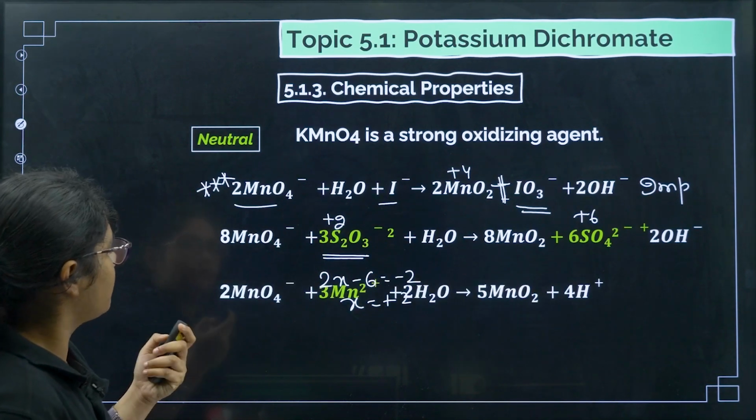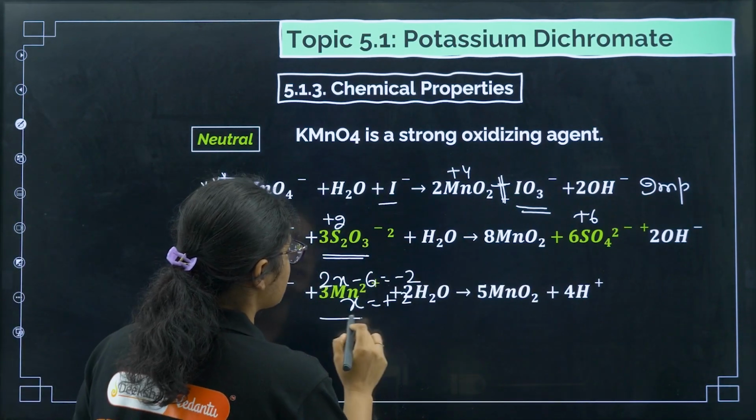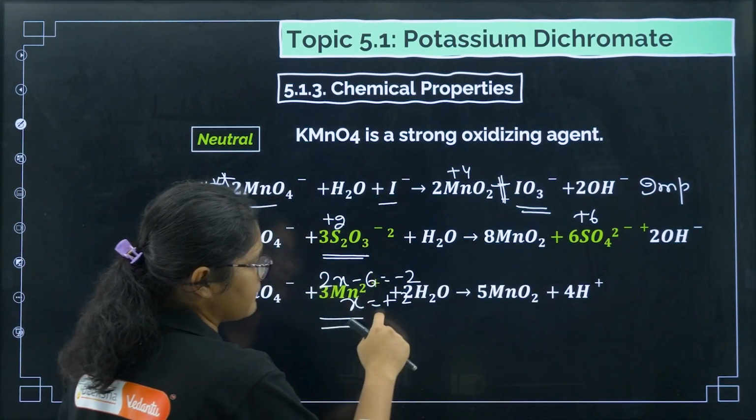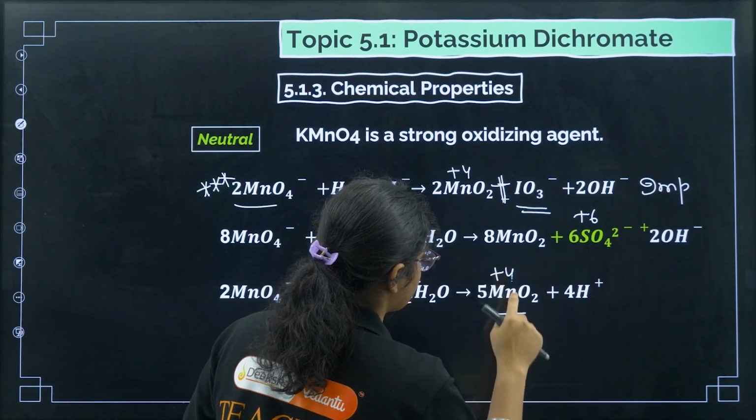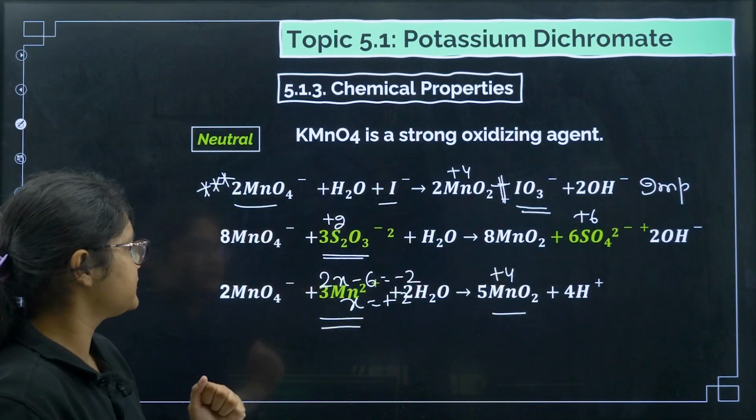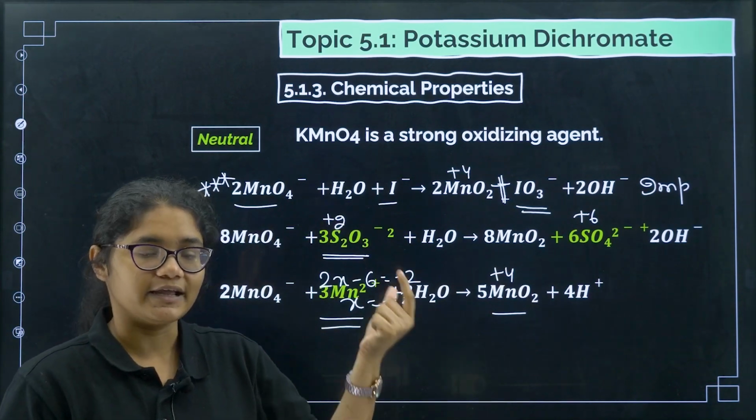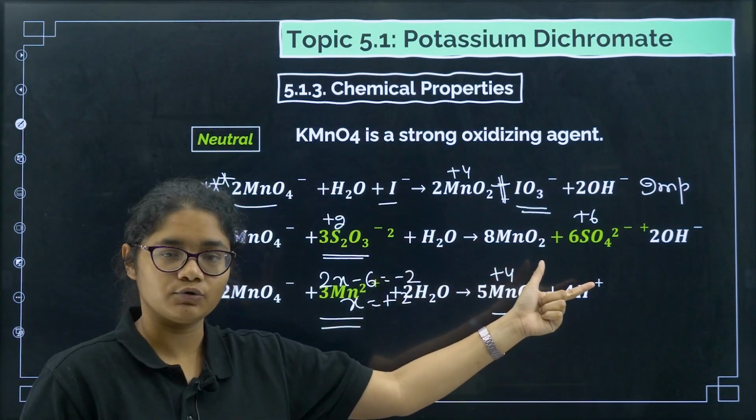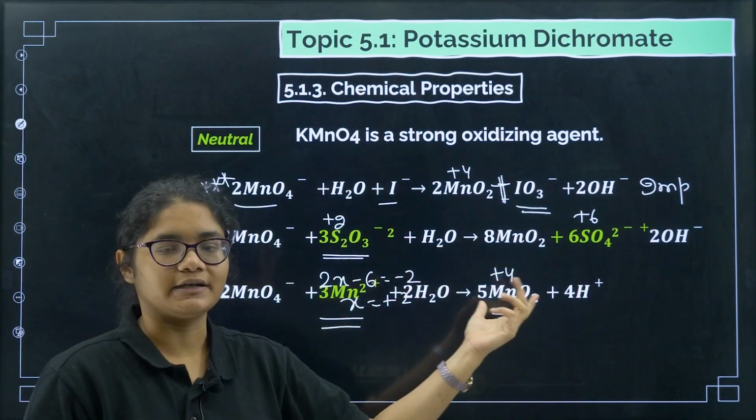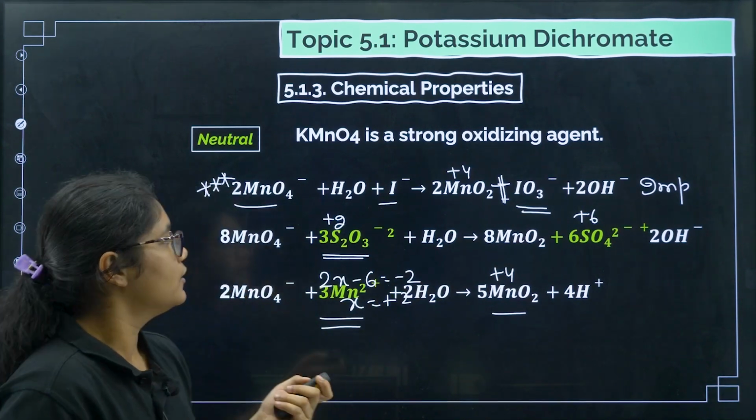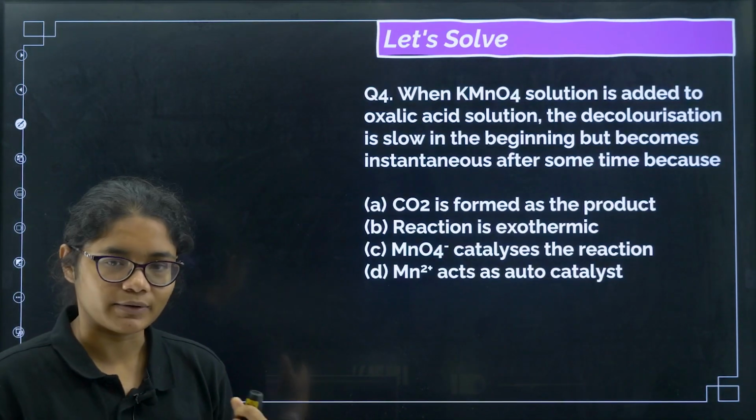Fine. Now one more reaction is there. MnO4- also converts Mn2+ to Mn+4. So we have three reactions in neutral medium: I- gets converted to IO3-, S2O3 2- gets converted to SO4 2-, Mn2+ gets converted to MnO2. Clear? Okay, now we'll solve some questions here.